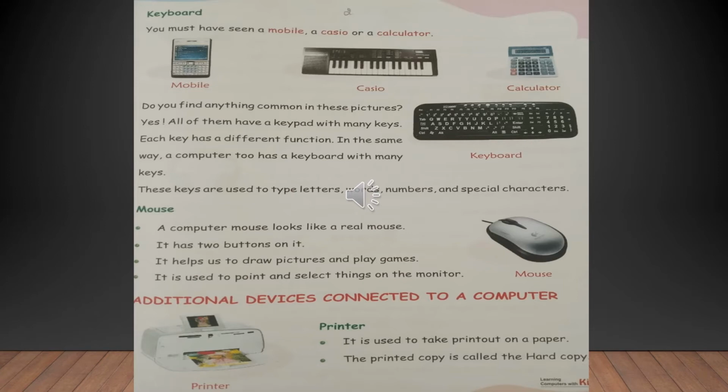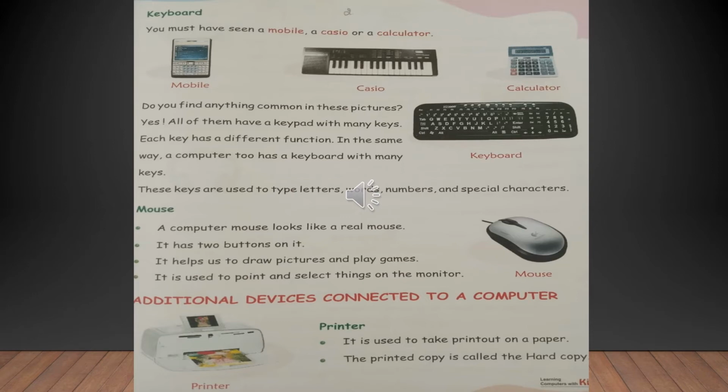Okay, next topic, mouse. Number one, a computer mouse looks like a real mouse. See here, the figure of a mouse is given. We can see a mouse like a rat. It is the same as the real mouse. Second, it has two buttons on it. One is right click and second is left click. Third, it helps us to draw pictures and we can play games also. Fourth, it is used to point and select things on the computer. If we want to point, or want to open any app, we can click on that.